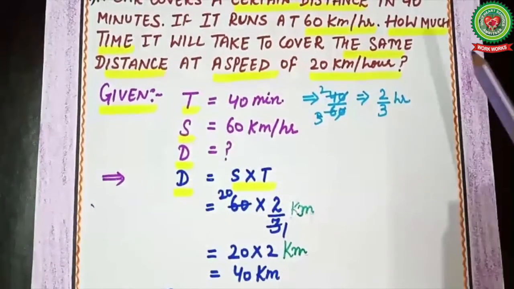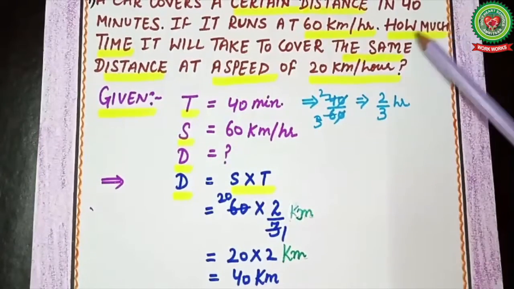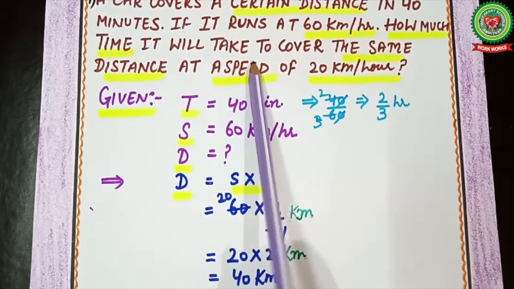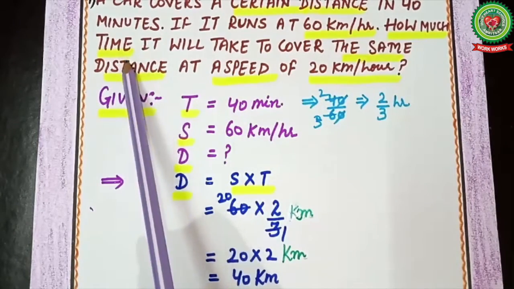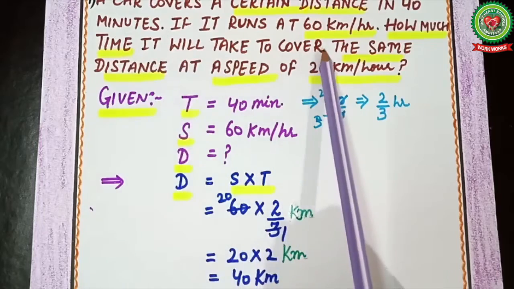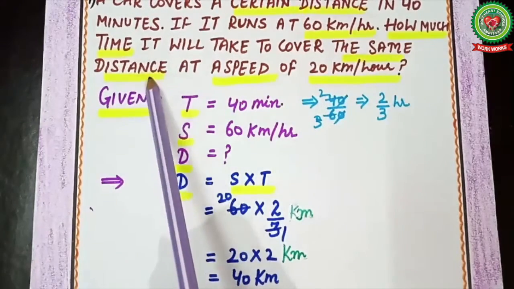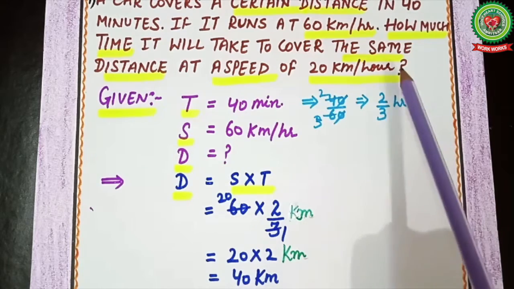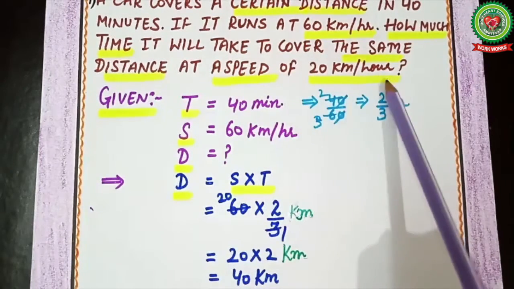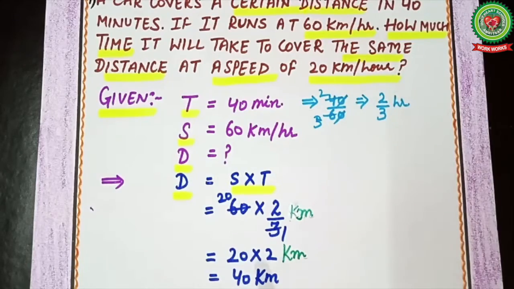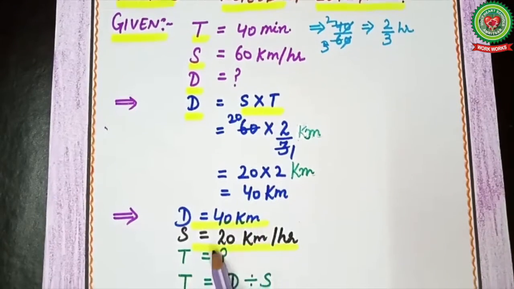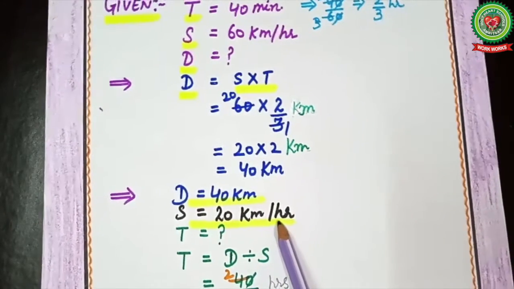Now we will again go to the statement. How much time will it take? That means again they are asking us how much time. We need to find the time. It will take to cover the same distance. Same distance, that means the distance we have found in the first statement. That means we will take the distance the same as 40 kilometer, right? With the same distance at the speed of 20 kilometer per hour. Now they have changed the speed here. So that means distance will be the same as 40 kilometer and speed will be 20 kilometer per hour.